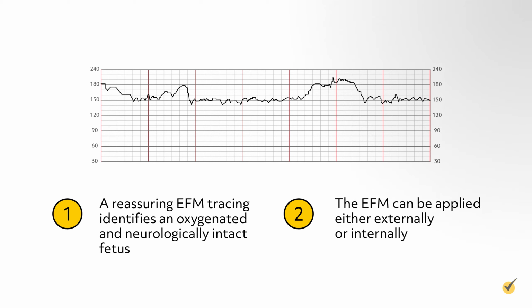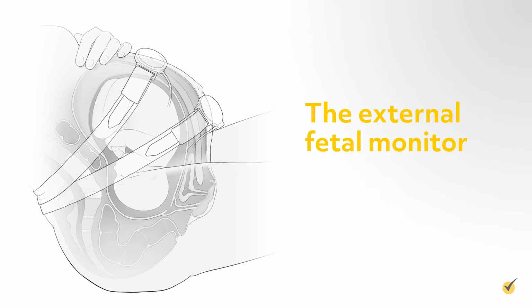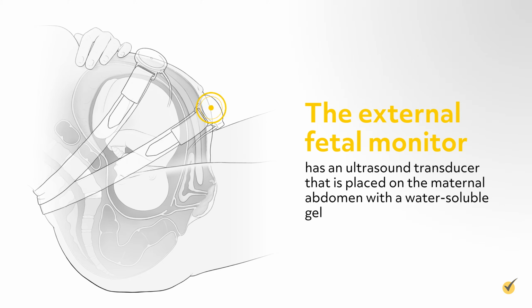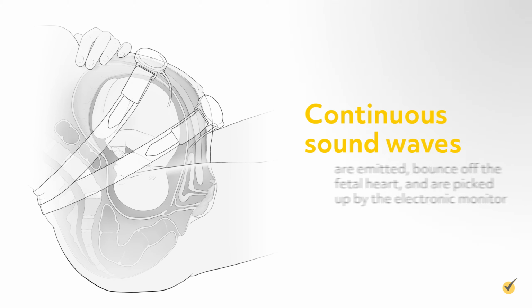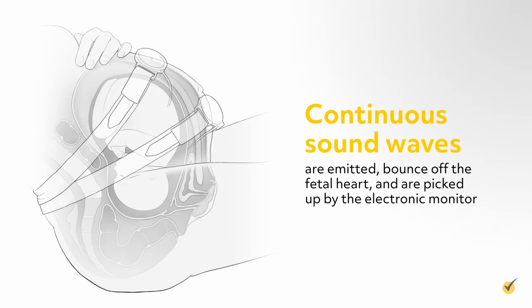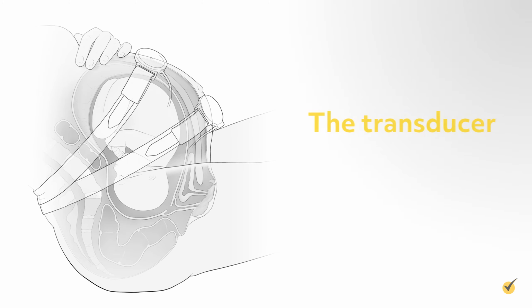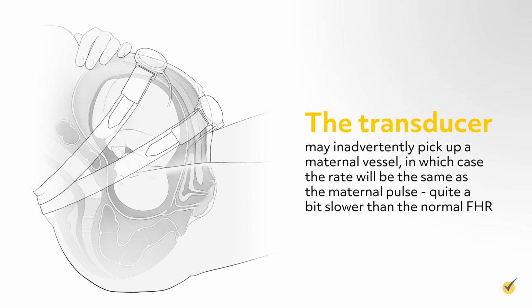The EFM can be applied either externally or internally. The external fetal monitor has an ultrasound transducer that is placed on the maternal abdomen with a water-soluble gel. Continuous sound waves are emitted, bounce off the fetal heart, and are picked up by the electronic monitor. The transducer may inadvertently pick up a maternal vessel, in which case the rate will be the same as the maternal pulse, quite a bit slower than the normal fetal heart rate.